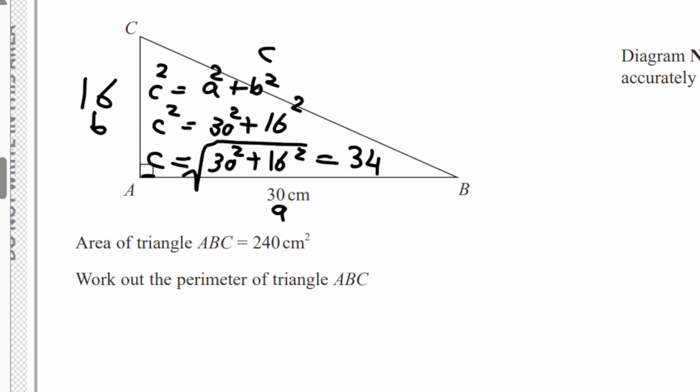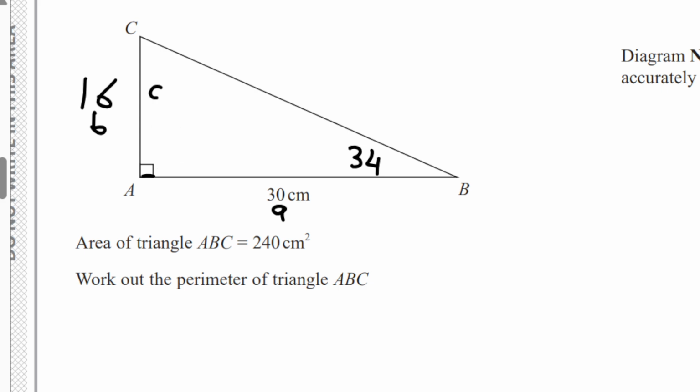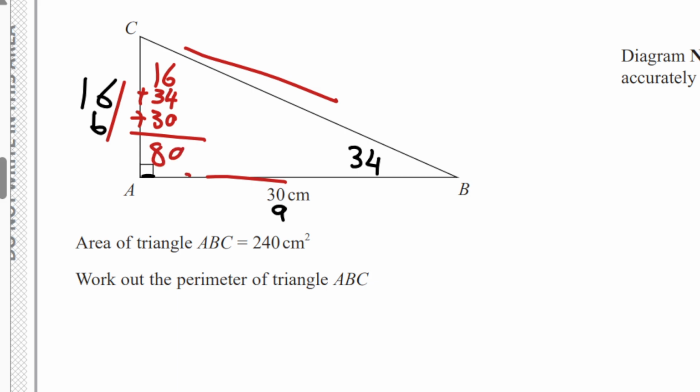Now we don't need all this. Let's get rid of it. To find the perimeter, you just add. So 16 plus 34 plus 30. This plus this plus this. And that's 80. And that's your answer for this question.